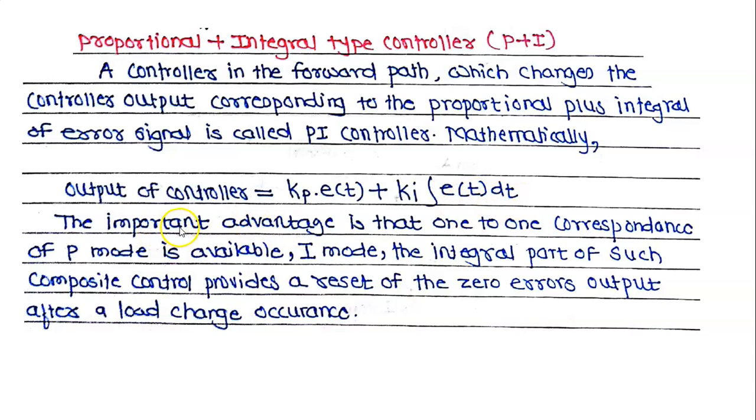The important advantage is that the one-to-one correspondence of the P mode is available. The I mode, the integral part of such composite control, provides a reset of the zero error output after a load change occurs.